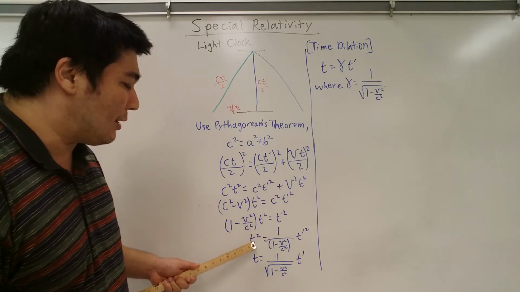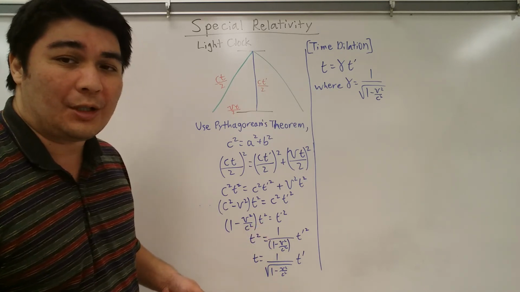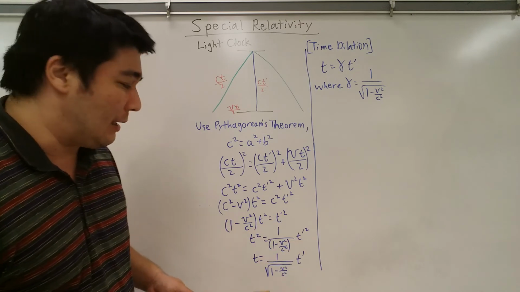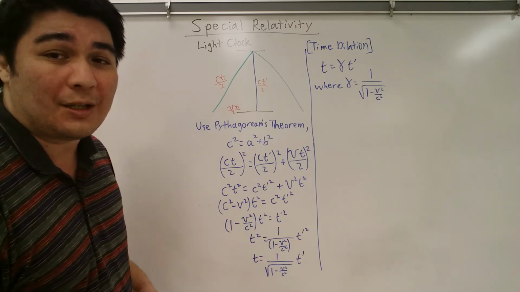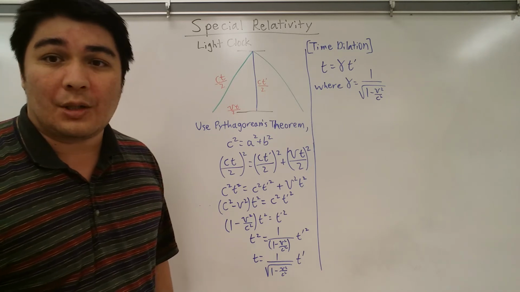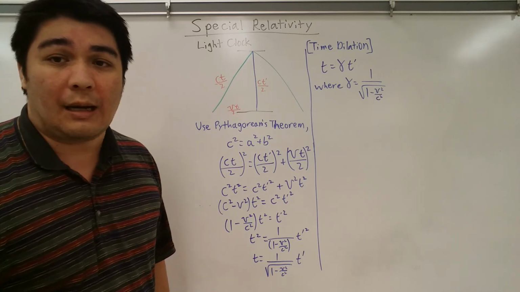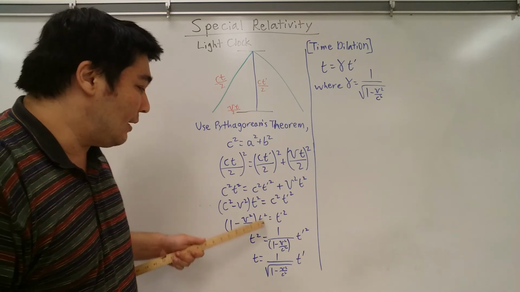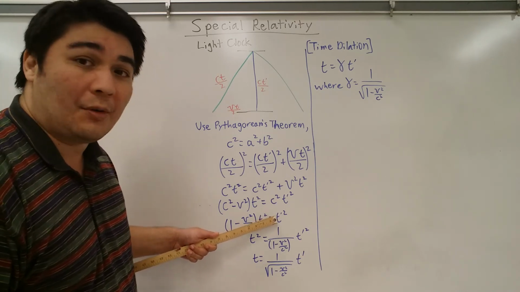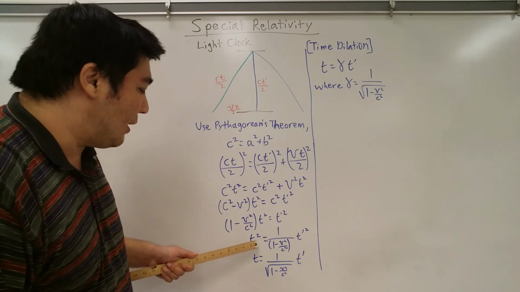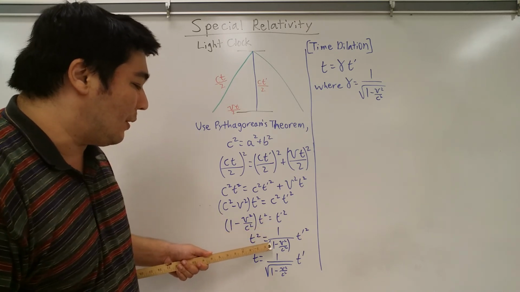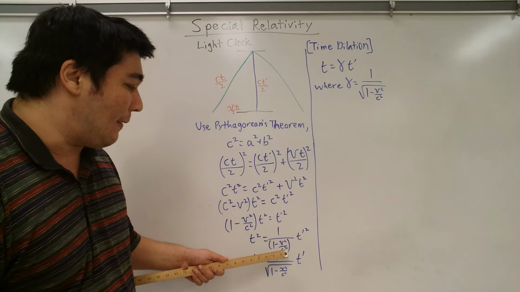But really, I'm going to solve for t, so I'm going to push everything to the other side of the equation, mostly because I prefer having the left side of the equation being solved for. Do I have to do it this way? No. I could do it any way I feel like, because even if I just solved for t prime over here, that would have worked as well. But in this case, I'm going to divide both sides of the equation by 1 minus v squared over c squared, so I get that.